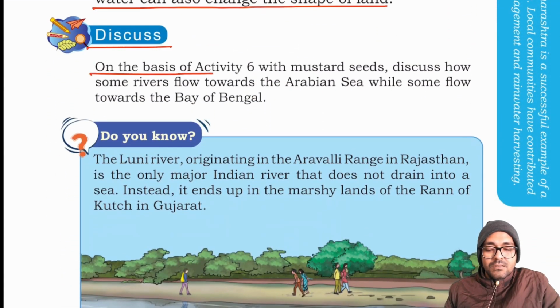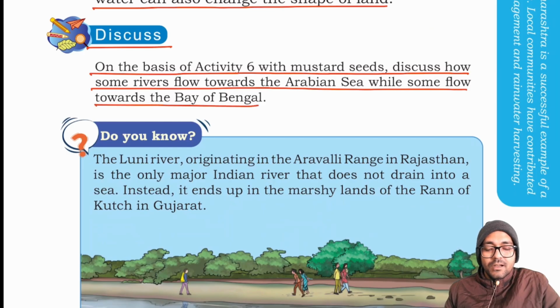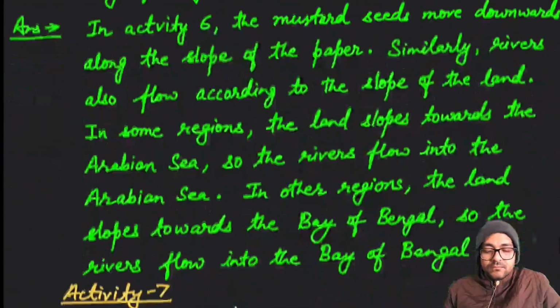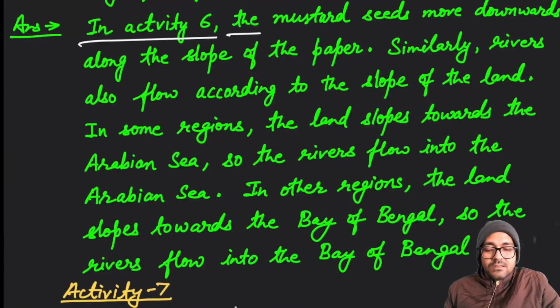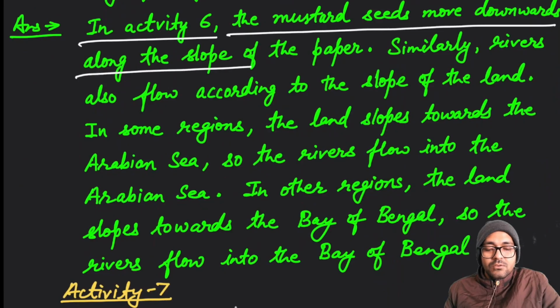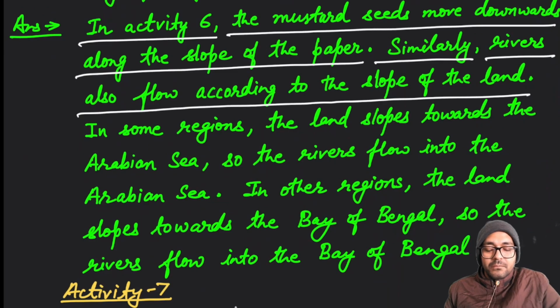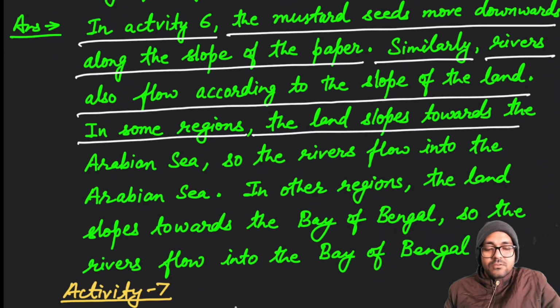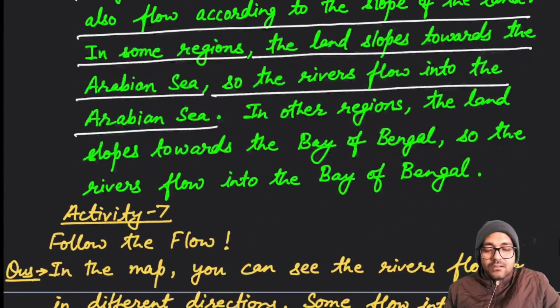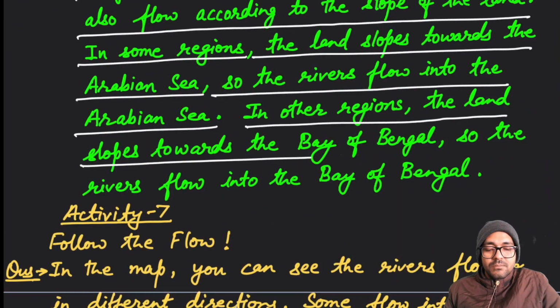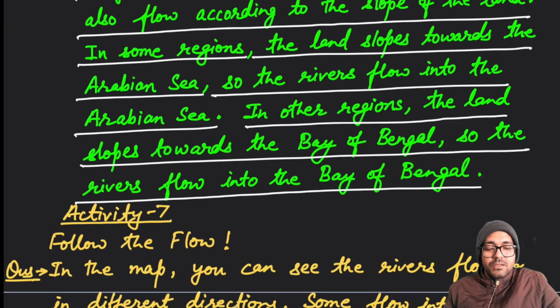Discuss. On the basis of Activity 6 with mustard seeds, discuss how some rivers flow towards the Arabian Sea while some flow towards the Bay of Bengal. Answer: in Activity 6, the mustard seeds move downwards along the slope of the paper. Similarly, rivers also flow according to the slope of the land. In some regions, the land slopes towards the Arabian Sea, so the rivers flow into the Arabian Sea. In other regions, the land slopes towards the Bay of Bengal, so the rivers flow into the Bay of Bengal.